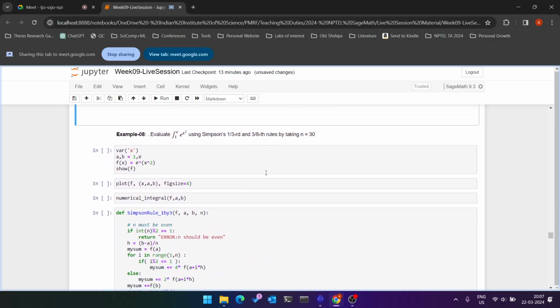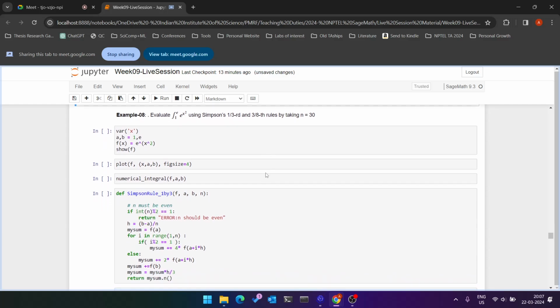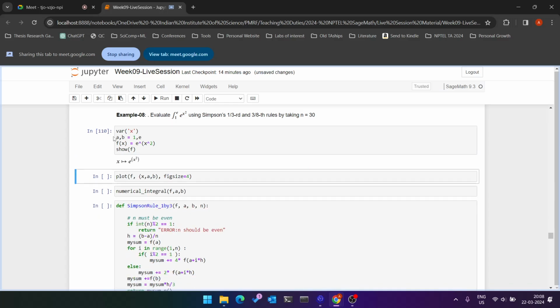Next example, example 8. Evaluate the integral from 1 to e of e raised to x square using Simpson's 1/3 and 3/8 rules by taking n equal to 30. So 30 intervals in both cases. 30 is divisible by both 2 and 3, so it should be fine. We specify our variable x, our limits a, b as 1 and e respectively, and the function f of x, and we check the map once to be sure.